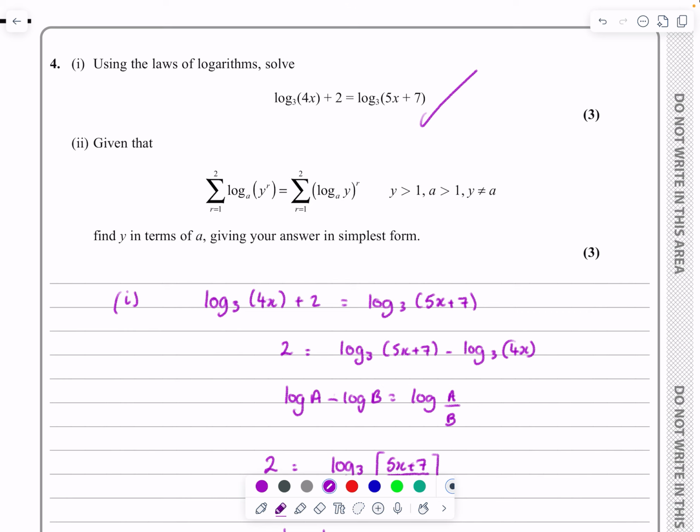Let's have a look at this second part then. This second part is going to be using my sigma notation, and they've basically told me that this is equal to this, and then what they're asking me to do is find y in terms of A. Well, what I'm going to do is write out an expansion of that, an expansion of that, and then look at them. They're equal to each other. What does that give me? And we'll see how far we get when we actually do that.